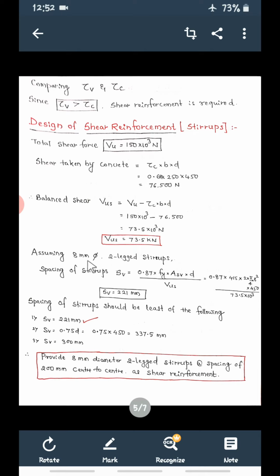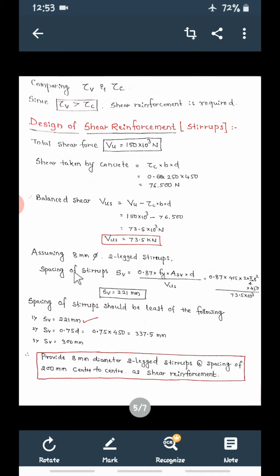Okay, now here in this case, let us assume 8 mm diameter, two-legged. I already told what you mean by two-legged stirrups. Stirrups are always either single-legged, two-legged, four-legged, six-legged, or eight-legged. But normally in the beam, it will be provided two-legged, four-legged or eight-legged stirrups. Now let us assume 8 mm diameter bars, and these will be two-legged stirrups.